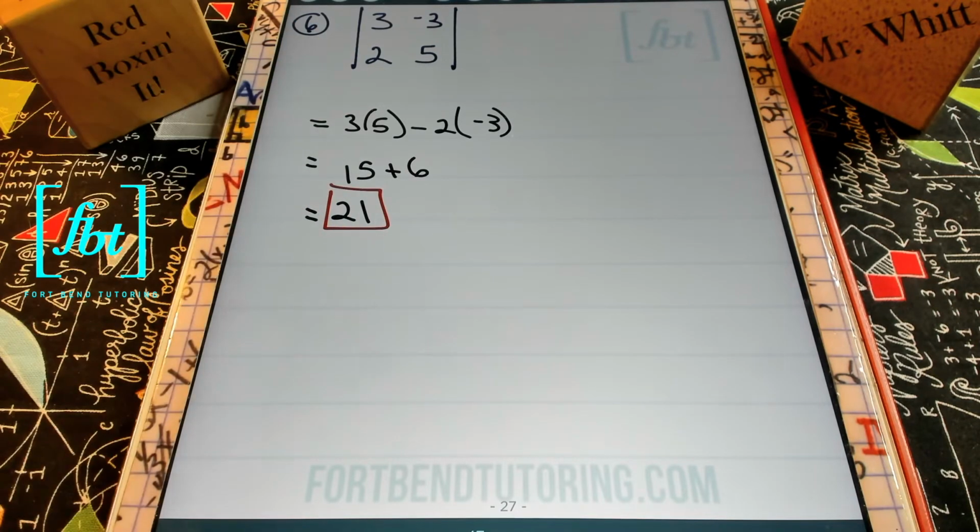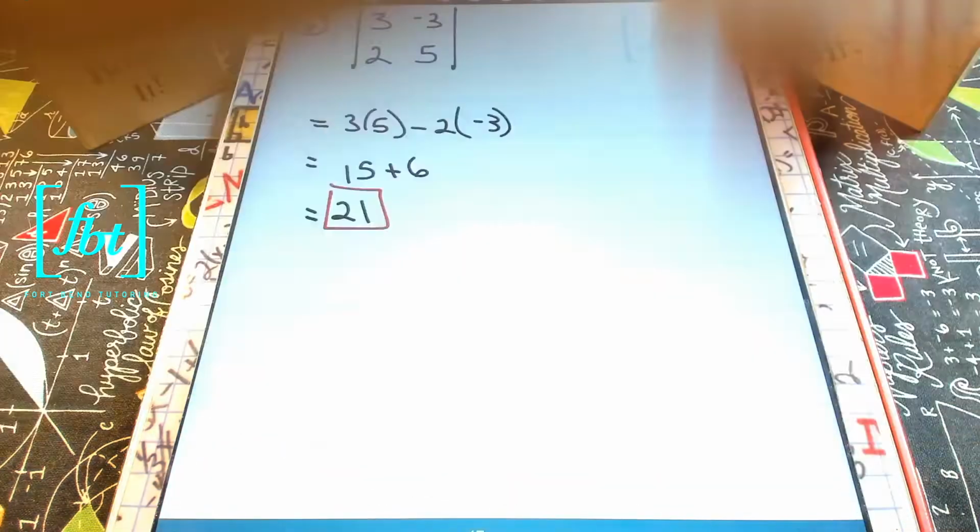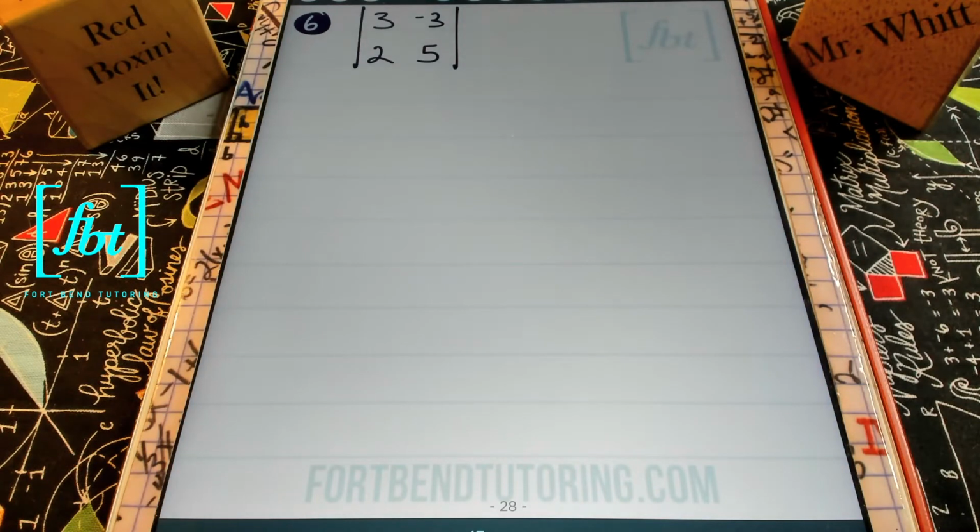Red, box it. That's it. Just that fast, guys. These 2 by 2 matrices didn't even see it coming. Yeah, we got them. Sniped them. Moving on. Problem number 6 again.